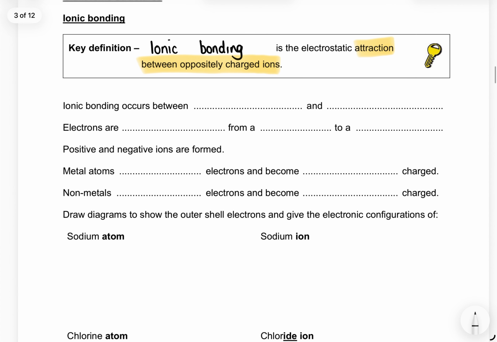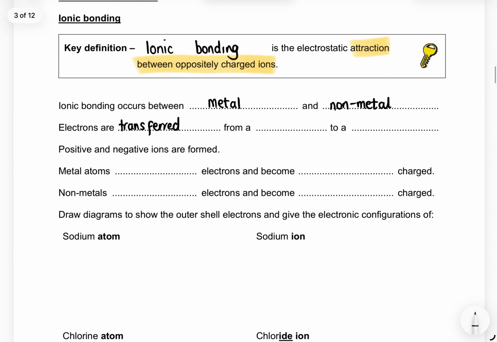Ionic bonding occurs when we have a metal bonded to a non-metal. For example, sodium chloride, potassium nitrate, magnesium oxide. Electrons in these are transferred from a metal, so metals lose their outer shell electrons to become positively charged ions, to a non-metal. Non-metals gain electrons to get a full shell and become negatively charged ions.